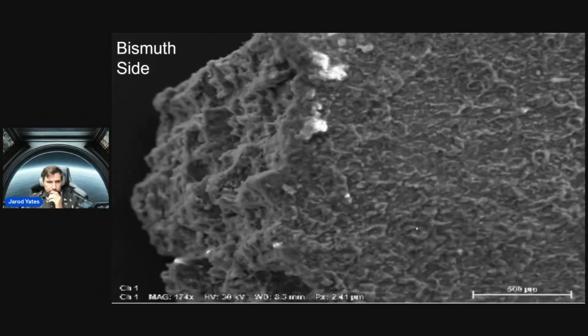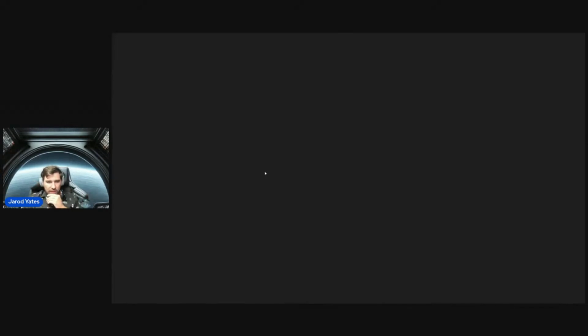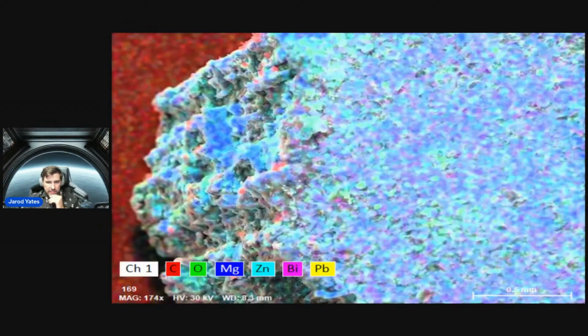All right, moving on to the bismuth side. Again, this is that same image from before where the brightness is turned way up and you can see the spiky side there. Let's look at the distribution of elements going on there. Because this is the bismuth side, the bismuth delaminated from the magnesium zinc. So magnesium, we got darker blue. Zinc, we got the lighter turquoise blue going on there. You can see the presence of both of them over there.